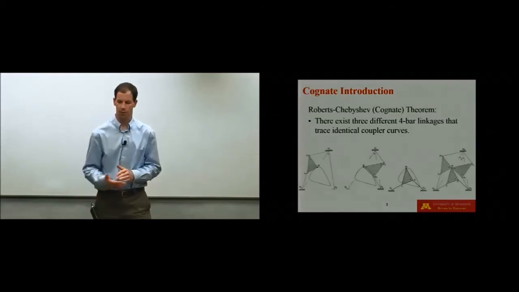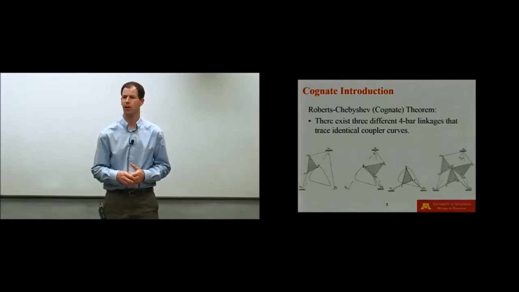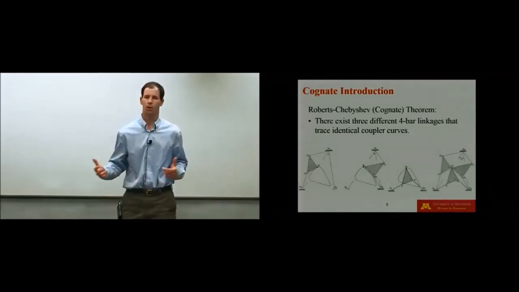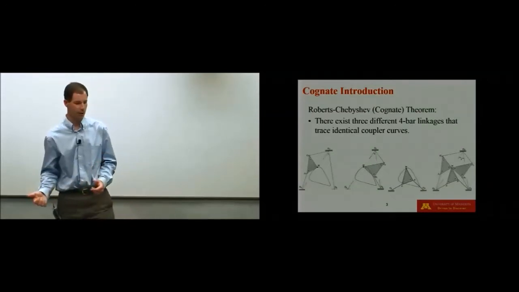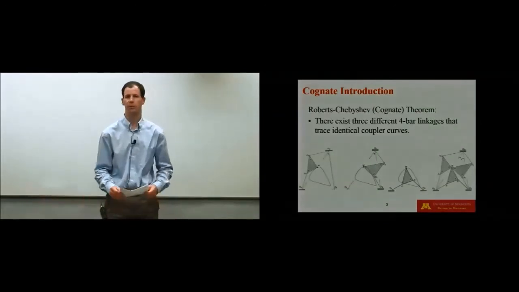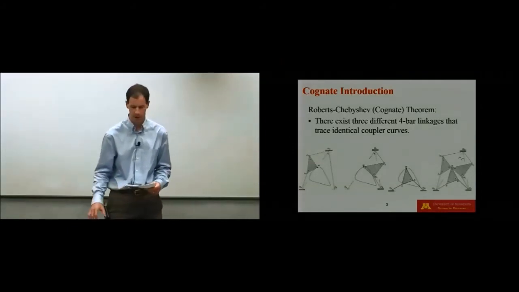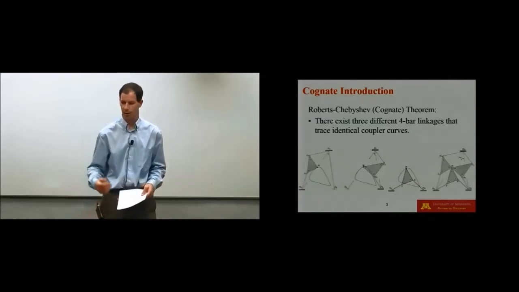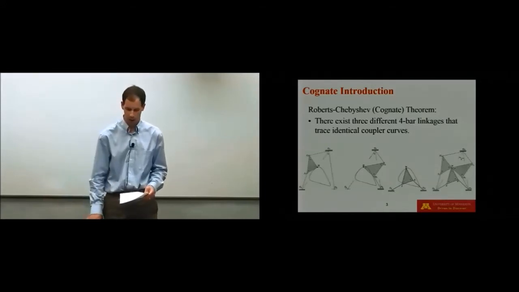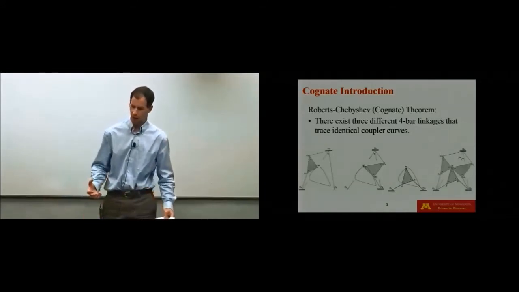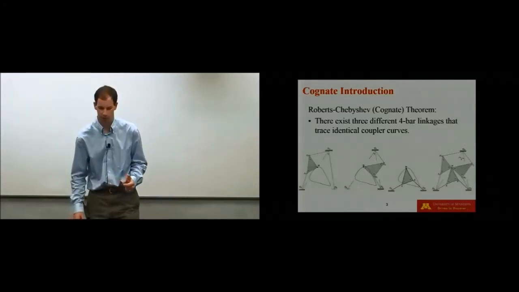So you often hear this referred to as either the Roberts theorem or the Chebyshev theorem or the Roberts-Chebyshev theorem, depending on where you are. The French will talk about it as the Roberts theorem, the Russians will talk about it as the Chebyshev theorem, but really these are two guys who came up with just about the same thing from fairly different approaches around the same time. So Roberts came up with it in 1875, Chebyshev in 1878. They were both mathematicians, members of the Royal Society, so fairly well regarded. And the idea of this cognates theory is that, again, three different 4-bar linkages will trace identical coupler curves.